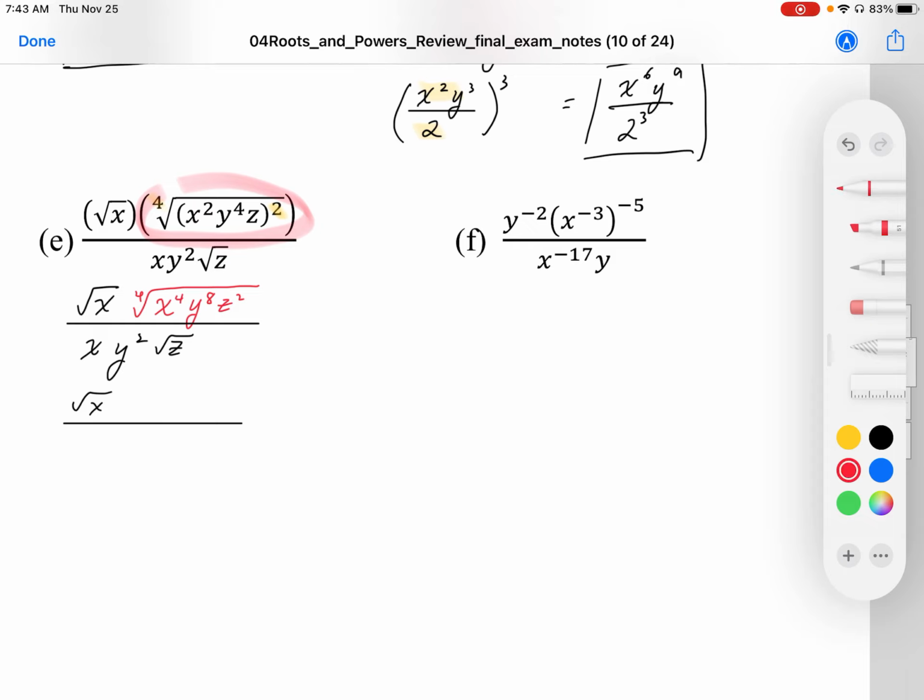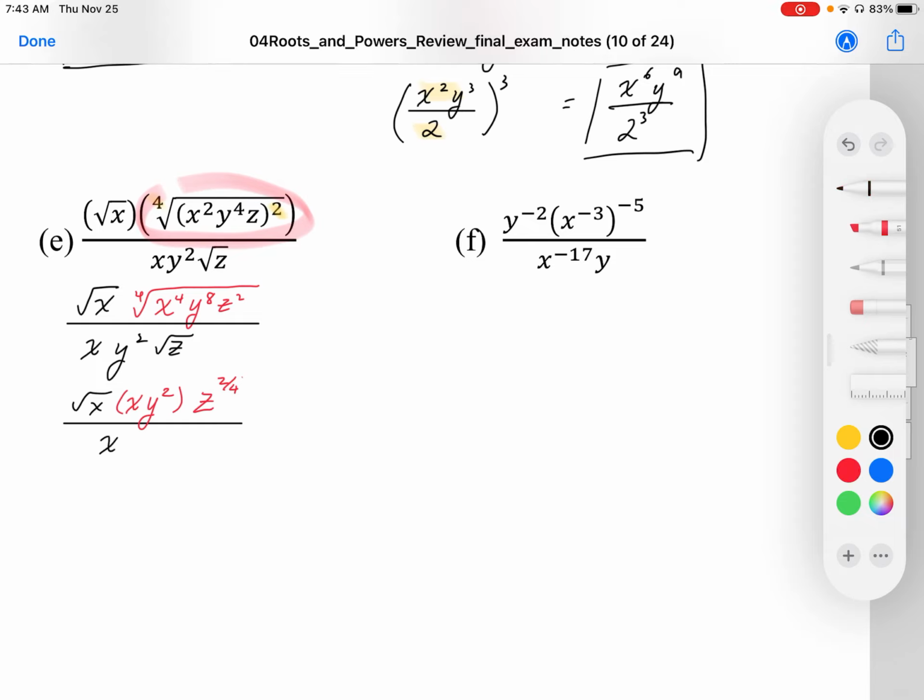Inside the root, that fourth root of x to the power 4 just becomes x. The fourth root of y to the power 8 becomes y squared. And I'm going to leave that as the fourth root of z squared. In the next step, I'm going to simplify that ratio. This becomes power 2 root 4. In fact, it's maybe easier to see if I write this in the power form. So I'm going to rewrite that as z to the power of 2 over 4, which reduces to 1/2.